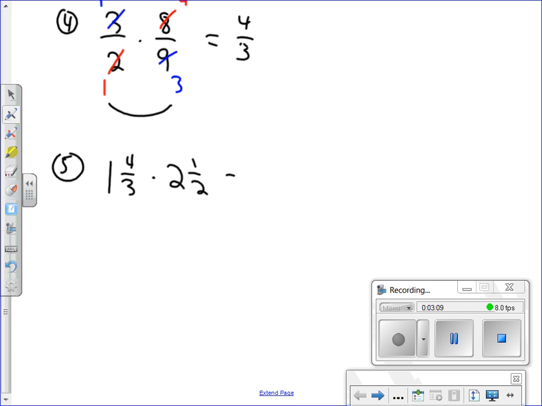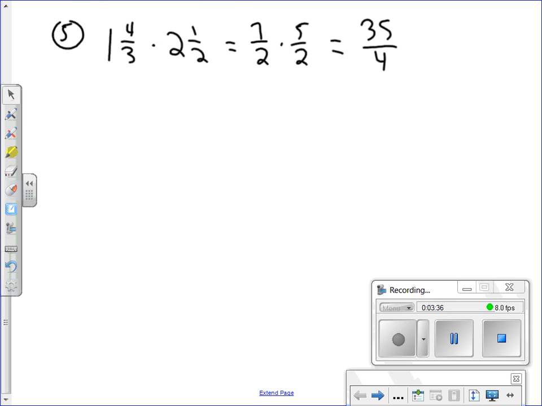the first thing you want to do is change each one of those mixed numbers into an improper fraction. So the first one, 3 times 1 is 3 plus 4 is 7, gives you 7/2. And the second one, 2 times 2 is 4 plus 1 is 5, gives you 5/2. I don't see any reducing that I can do, so I'm going to say top times top. 7 times 5 is 35, and 2 times 2 is 4. I do not change it back into a mixed number. We prefer our answers in the improper fraction form.